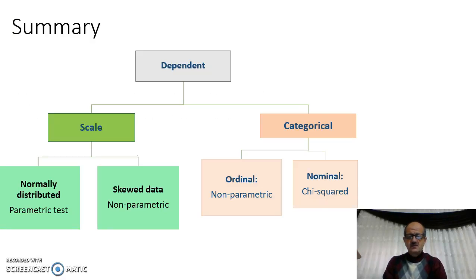To summarize, we work with a dependent variable to analyze it. If the measurement of the variable is scale, then we use parametric tests if the distribution of the data is normal. However, we use non-parametric tests if the distribution was not normal. In case of a categorical dependent variable, we have two cases: either ordinal, and then we use non-parametric tests, or nominal, we use the chi-square test.